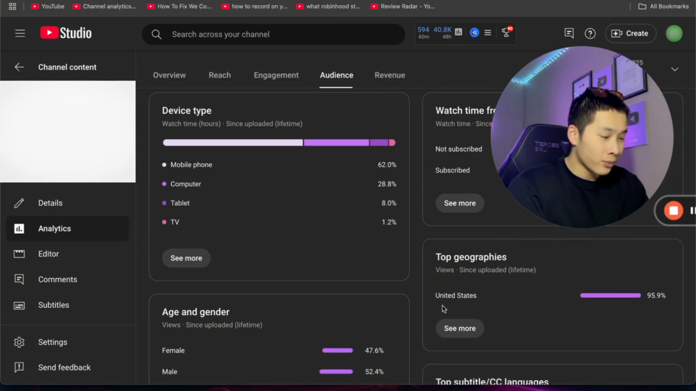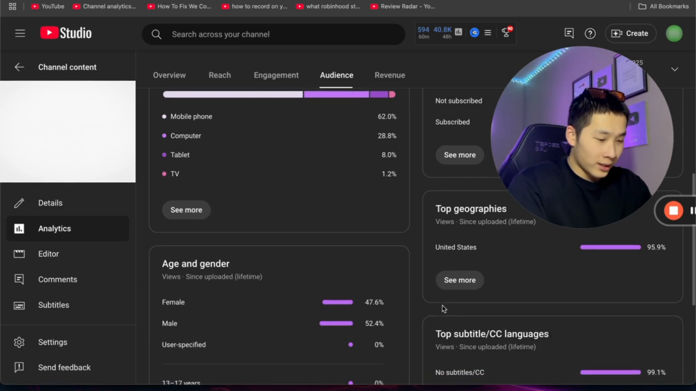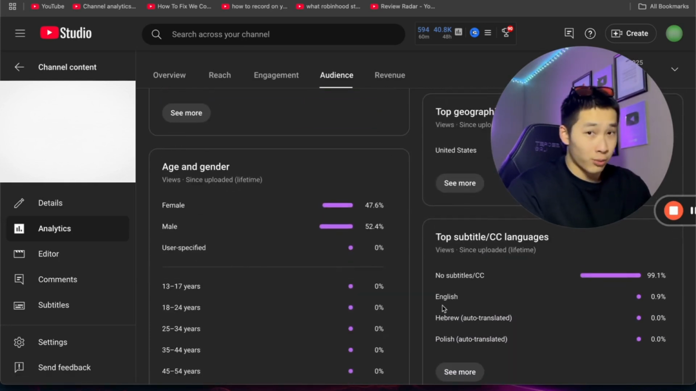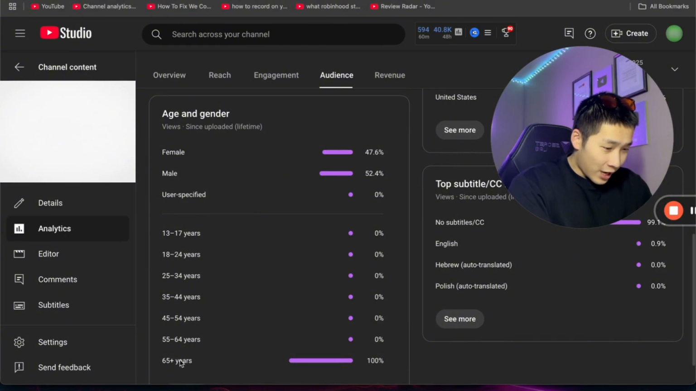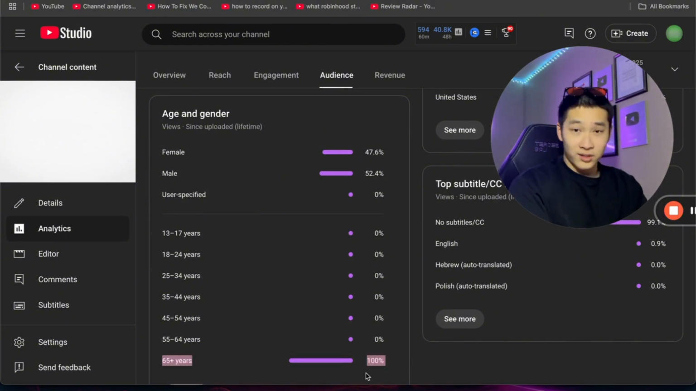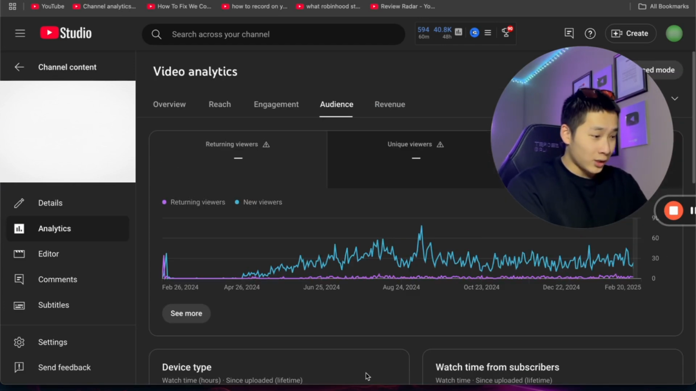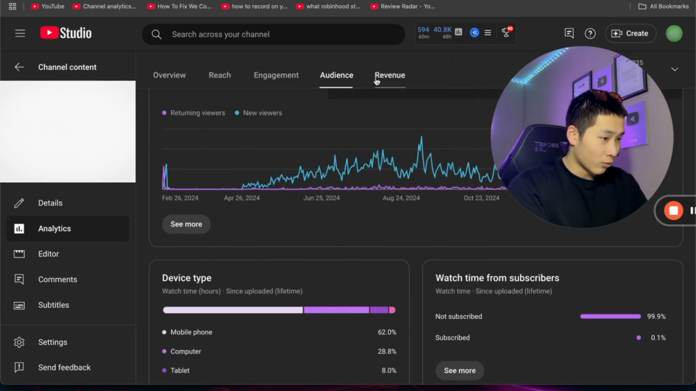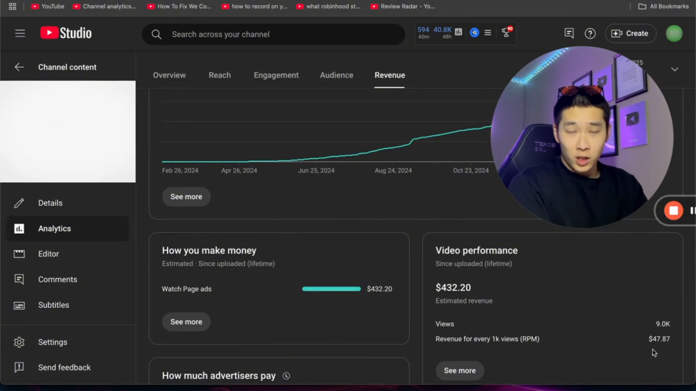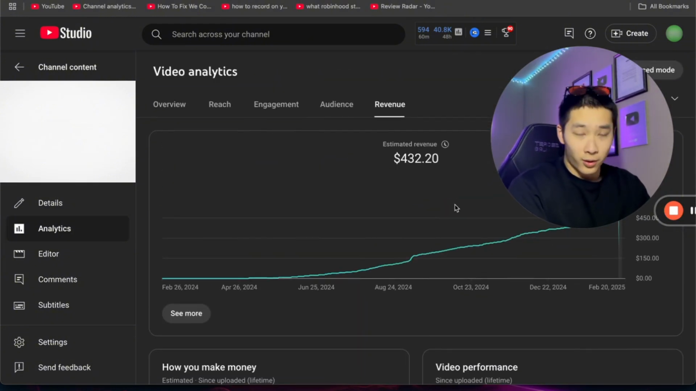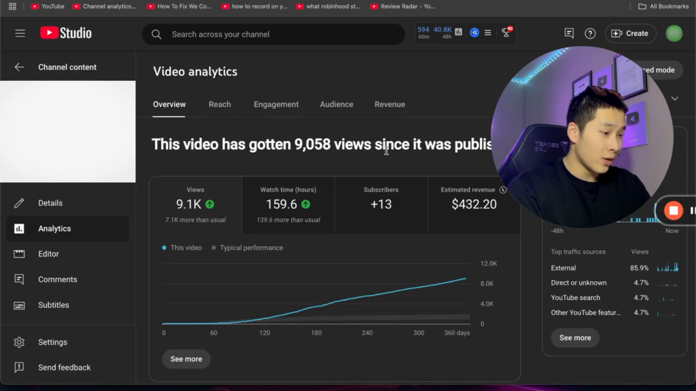What does that tell me? If you just get a United States audience, where the age also, remember when I say the age matters, the older the better, the majority of the age is 65 plus years old, okay? So when you can target American grandpas and grandmas, you will get paid. Revenue, $47 per 1,000 views. 9,000 views, $432.